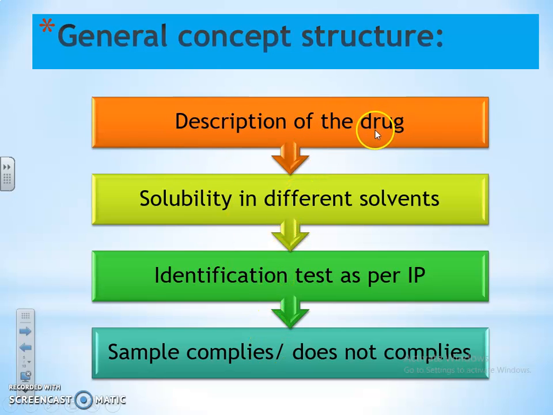First we have to go for the description of the drug, morphological character, then solubility, then check the identification test. Then after that we have to draw a conclusion or result that the sample complies or does not comply with the official pharmacopoeia. So this is the general concept.